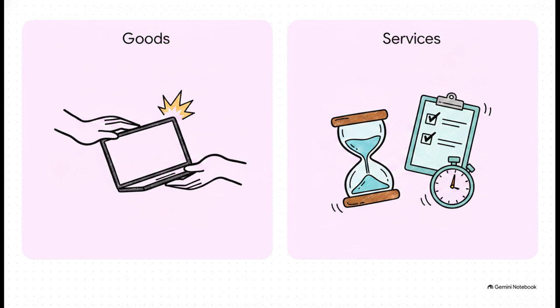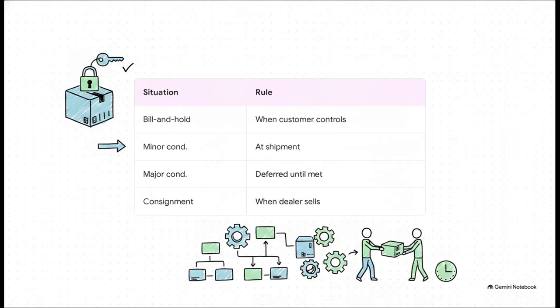If you're taking notes, you're going to want to snap a picture of these delivery rules right now because these special situations are guaranteed to show up as tricky scenario questions. If a buyer asks you to hold on to their goods, a bill and hold, you can only recognize revenue if very strict criteria are met, proving they actually have control even without physical possession. If you ship goods with major conditions attached, like a massive installation requirement, you must defer revenue until that's totally done. And for consignment sales, if you give a dealer your products to sell, you don't recognize revenue when you drop them off at their shop. You only recognize it when the dealer finally sells it to the end customer.